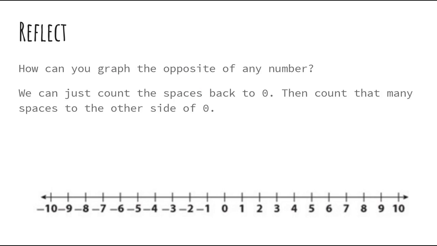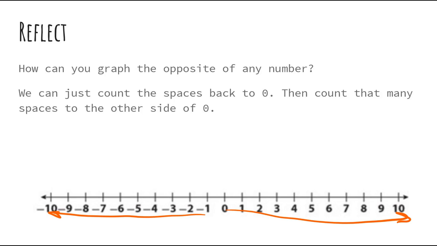We just want to take a second now to reflect about what we did. So we have our positive numbers, which are all of our numbers that are to the right. We have our negative numbers, which are all of our numbers to the left. Positive numbers can be written with the positive sign, but don't have to be. Negative numbers must be written with the negative or the minus sign. Okay, so when we reflect, how can we graph the opposite of any number?